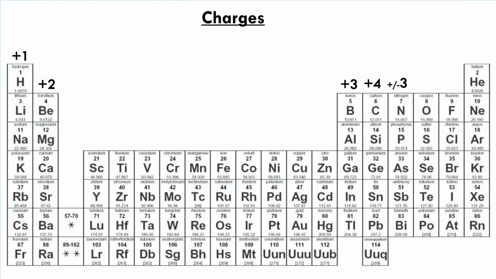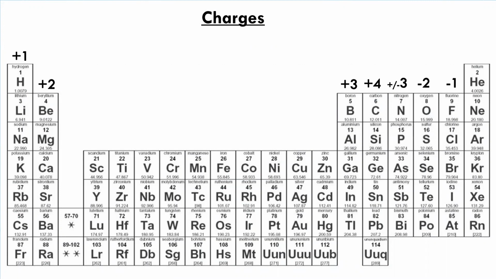And then we go backwards. So group 15, nitrogen, phosphorus, and so forth can be a plus or minus 3. You'll see why in a minute. Oxygen, sulfur, and down have a -2 charge. Fluorine, chlorine, bromine, iodine, and astatine have a -1 charge. And then the noble gases, helium, neon, argon, krypton, xenon, and radon, no charge.